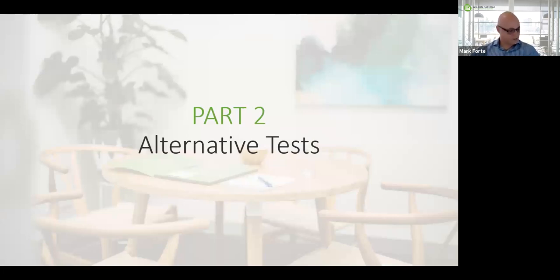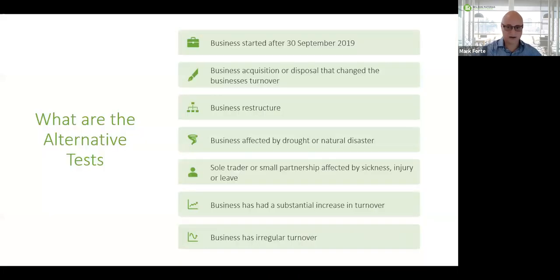Okay. So point number 2, and this is really our second part of the session today. It's all about alternative tests. And there's 7 alternative tests to cover the situations that you see on the screen. So these are just the headline situations. One is that the business started after the 30th of September. Alternative test number 2 covers a situation where there's been a business acquisition or disposal that changed the business turnover dramatically. Number 3 is a business restructure.